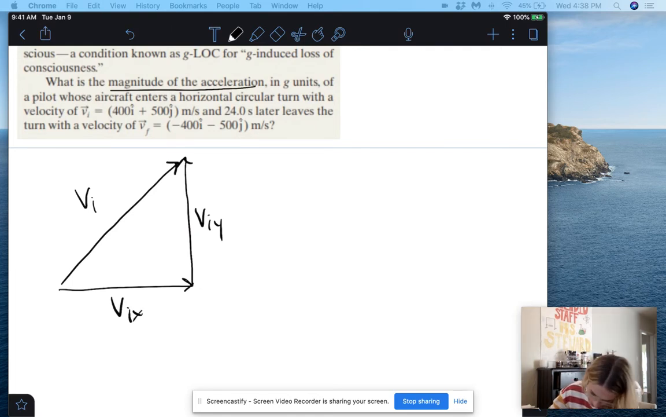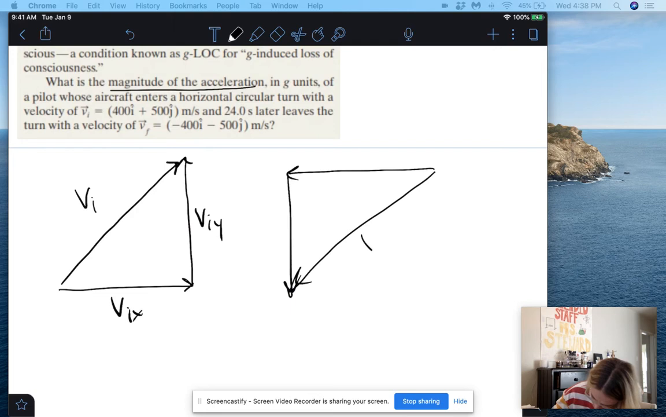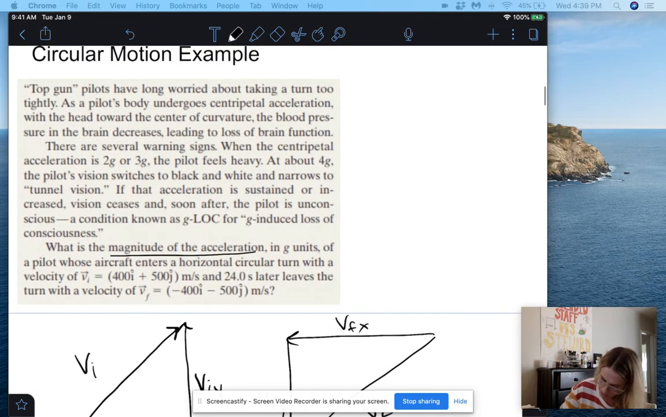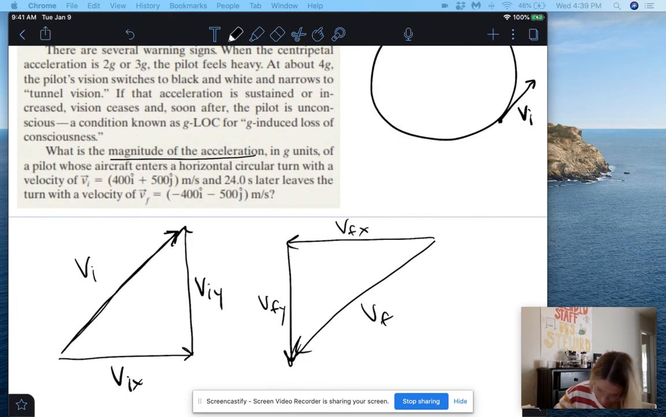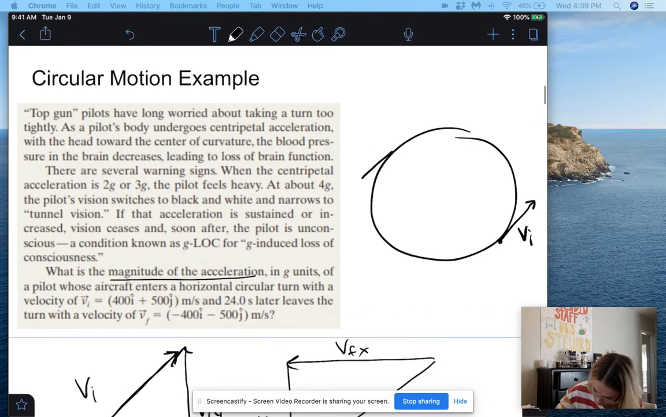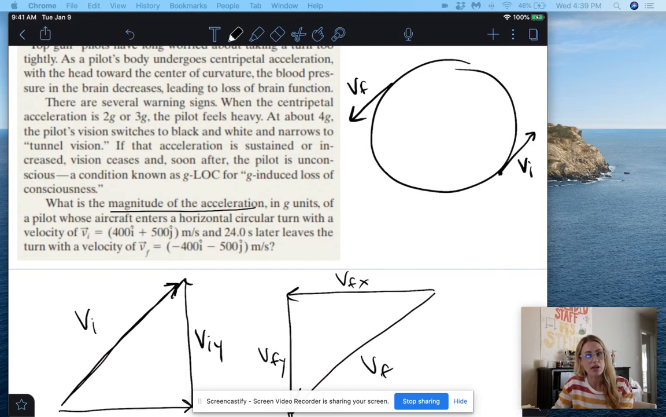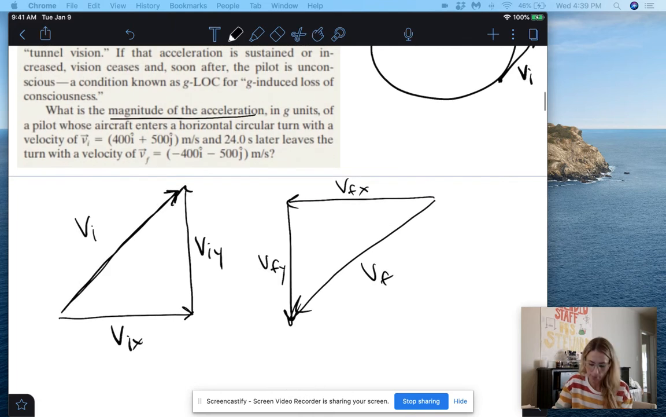And then for my final velocity, I have a negative 400 and a negative 500. So there is my v final. This is v final x and v final y. So I can see if I draw that circle right here, it's moving in circular motion. This right here is going to be my v initial, and then this right here will be my v final. And those are the same magnitude of vector because we are going at uniform circular motion, which means it's a constant speed, but they are opposite in direction.